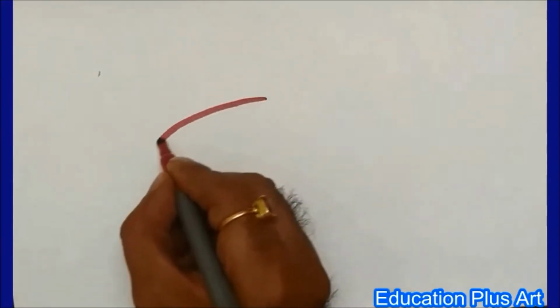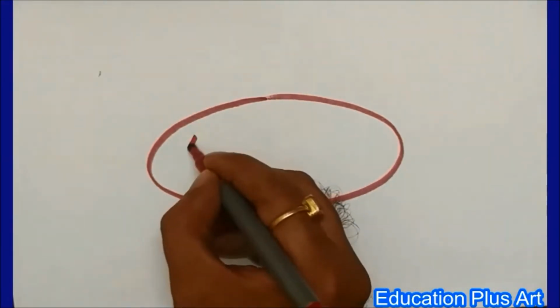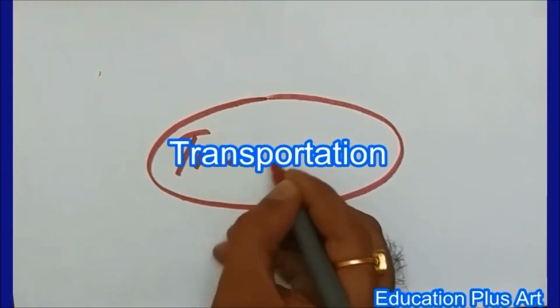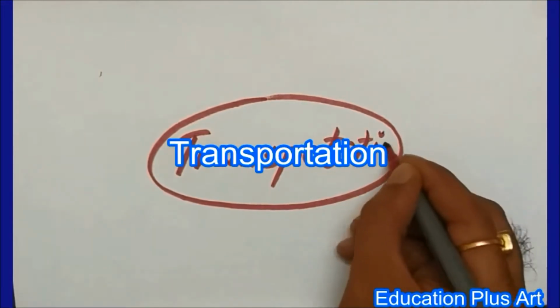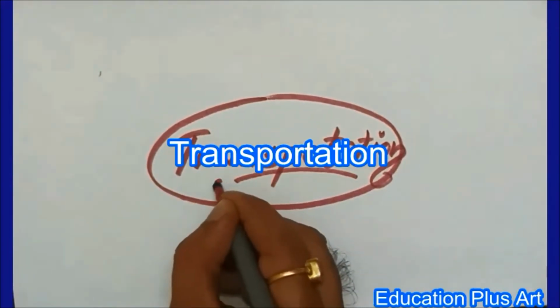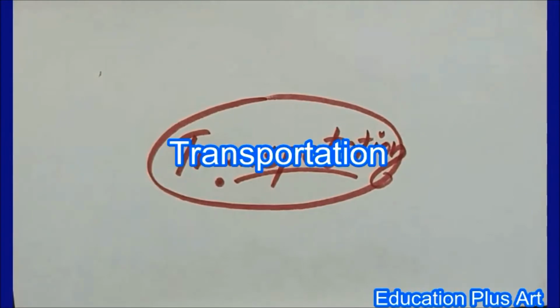Today I am going to make one drawing, or you can say the project named different kinds of transportation. There are different kinds of transportation in our life. So, one circle, and I am going to write transportation. This is our title, transportation. Here we can make different kinds of transportation like land transportation, air transportation and water transportation.